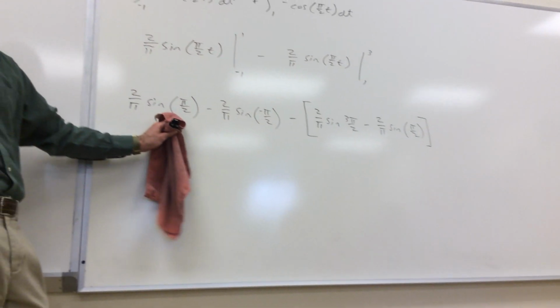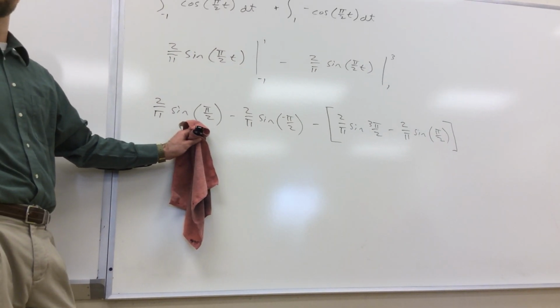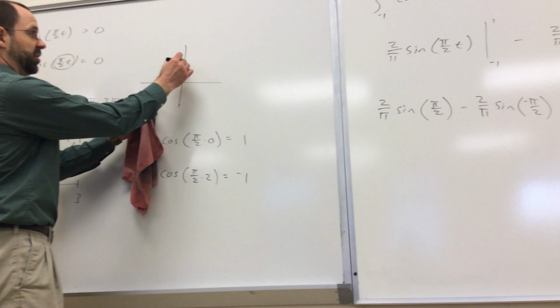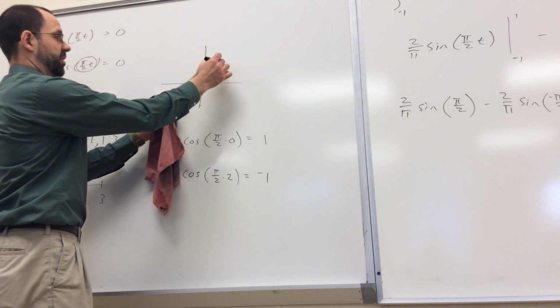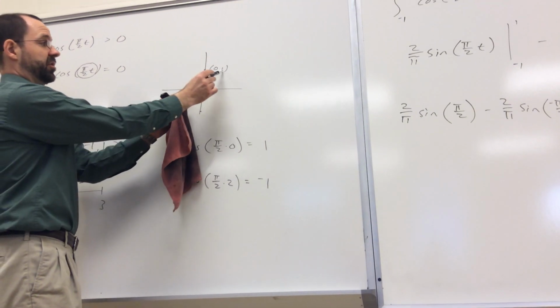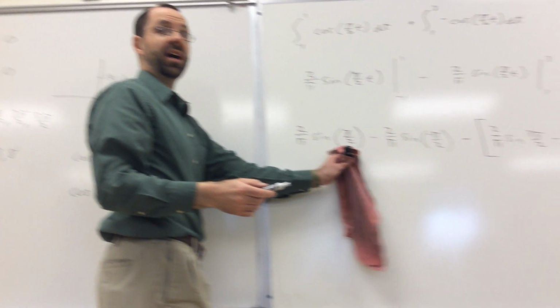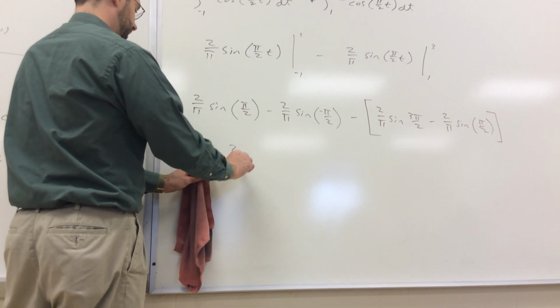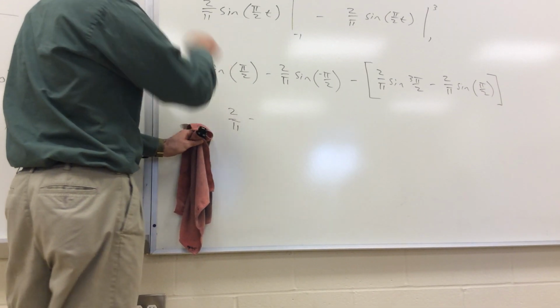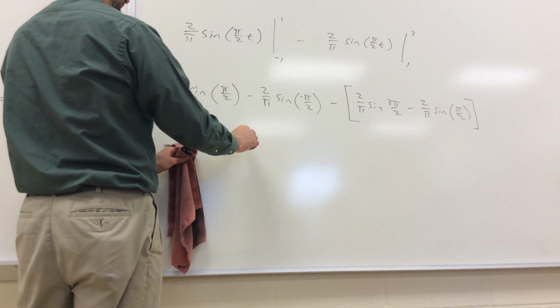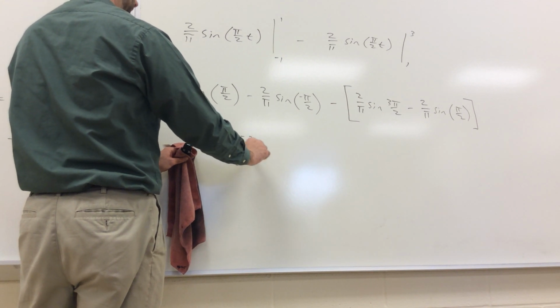Okay, so then the sine of pi over 2, what's the sine of pi over 2? 1. Here, back to the unit circle. There's pi over 2, right? That's 0, 1. So sine is 1. So this is just 2 over pi times 1, which is 2 over pi. Then the sine of negative pi over 2 is negative 1. So this is minus negative 2 over pi.